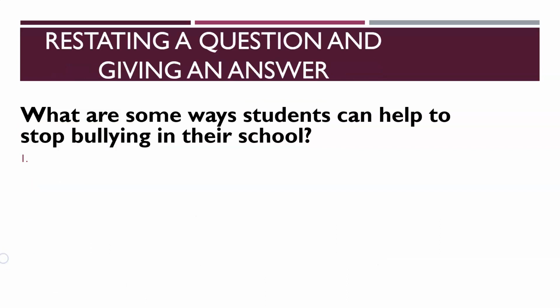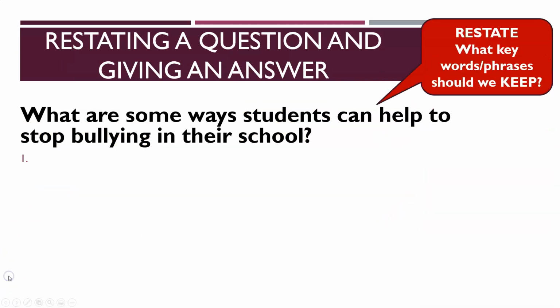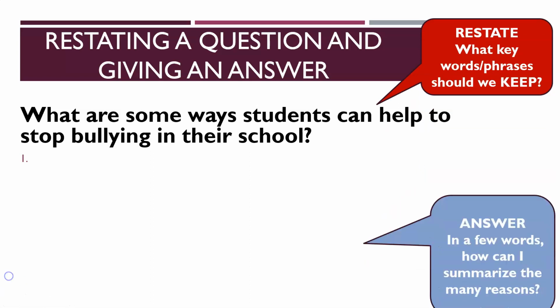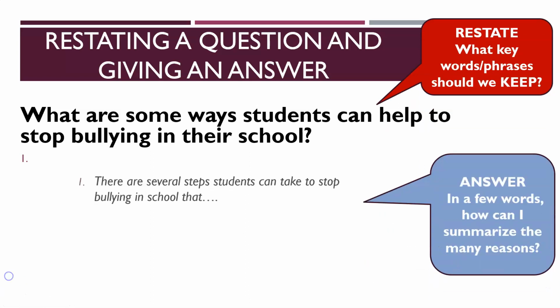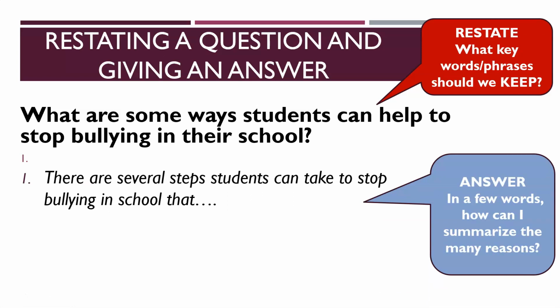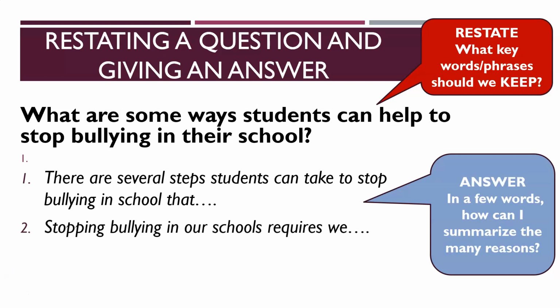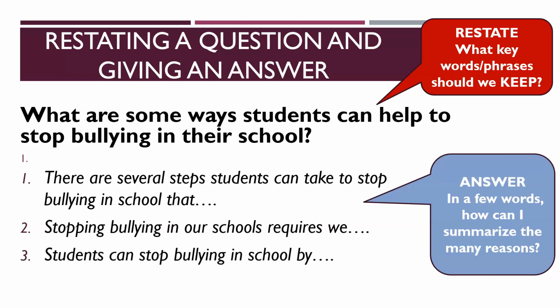Let's look at it this way. What are some ways students can help to stop bullying in their school? And you can go about this a couple of ways. Again, once we find the areas that we want to focus on for restating, there are several steps students can take to stop bullying in school. That could be a restatement. Or stopping bullying in our schools requires that, that could be your restating. And students can stop bullying in school by, that's how we might start to open our paragraph with that opening sentence. But we still need to provide an answer.